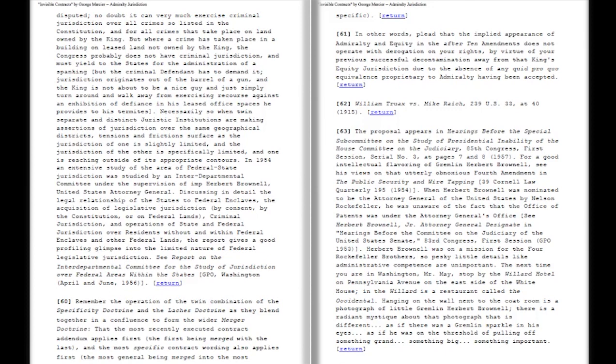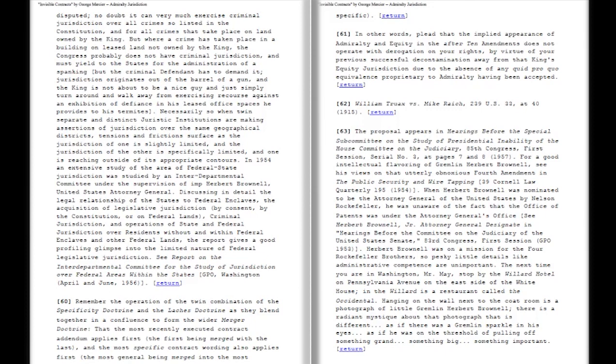The proposal appears in hearings before the Special Subcommittee on the Study of Presidential Inability of the House Committee on the Judiciary, 85th Congress, 1st Session, serial number 3, at pages 7 and 8, 1957. For a good intellectual flavoring of Gremlin Herbert Brownell, see his views on that utterly obnoxious Fourth Amendment in The Public Security and Wiretapping, 39 Cornell Law Quarterly 195, 1954. When Herbert Brownell was nominated to be the Attorney General of the United States by Nelson Rockefeller, he was unaware of the fact that the Office of Patents was under the Attorney General's office. See Herbert Brownell, Jr., Attorney General designate, in hearings before the Committee on the Judiciary of the United States Senate, 83rd Congress, 1st Session, GPO.